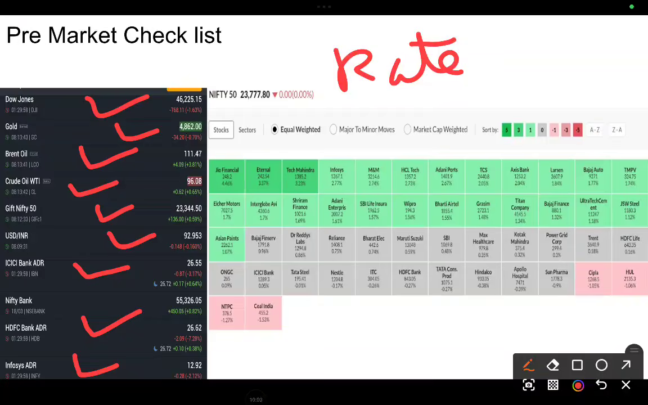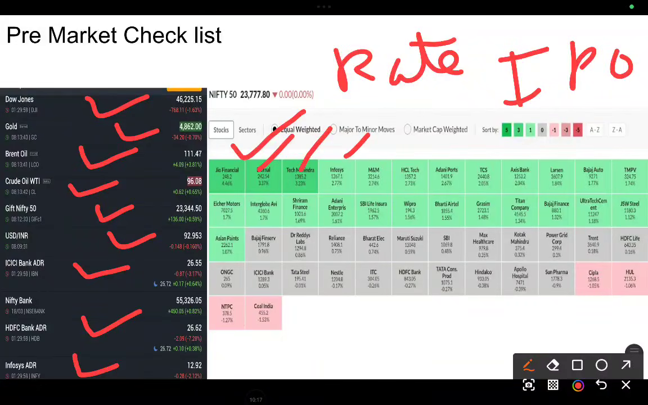Okay, so yesterday I think the market was positive. Of course, it was a fake rally, and Geo Financial was the top gainer due to the IPO news which we had. Then Eternal, Tech Mahindra, Infosys, M&M, these were the top gainers.